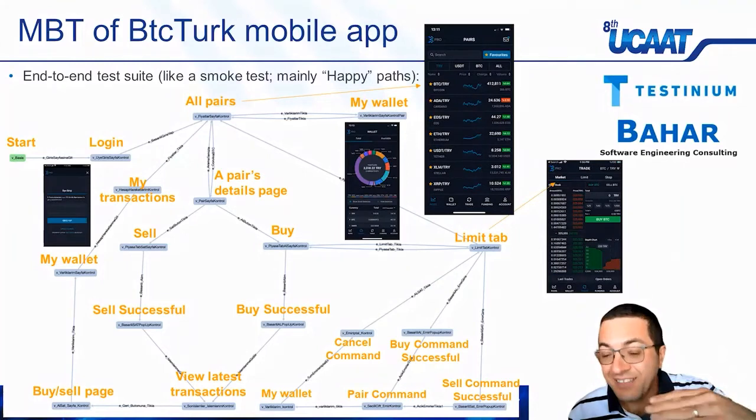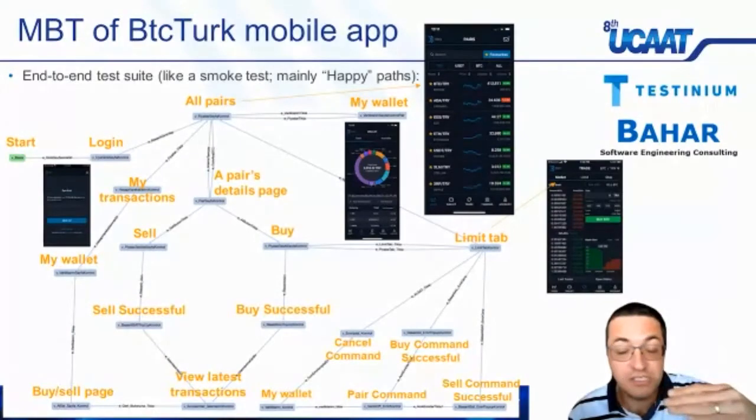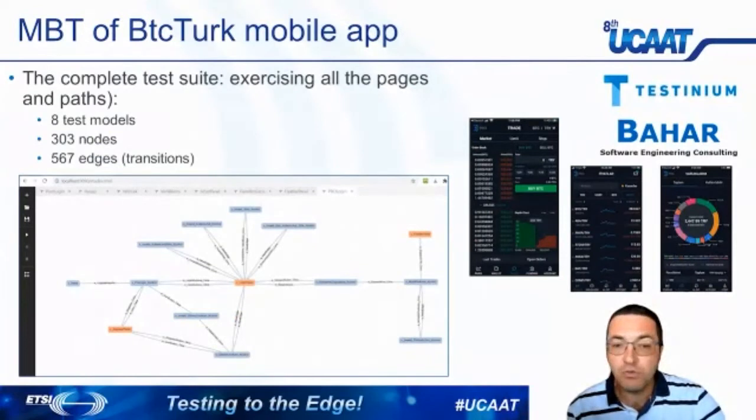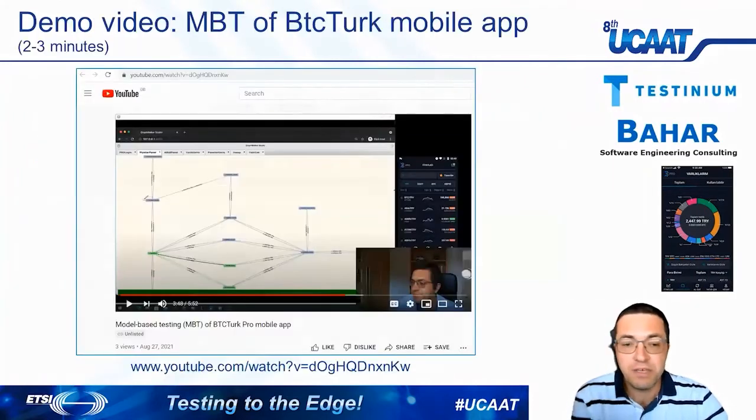So this is the MBT of the BTC mobile app. We developed lots of test models: 8 test models in total, which represent the 8 pages of the mobile app, such as trade, prices, etc. In total they have 303 nodes, and these are the 8 test models, with 567 edges and transitions. So it was quite a comprehensive effort.